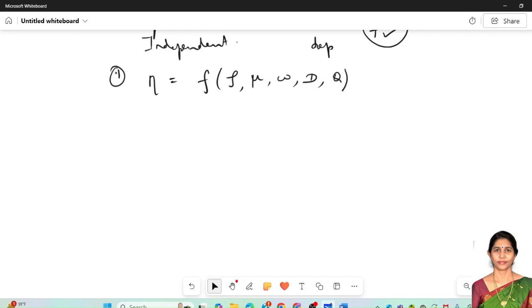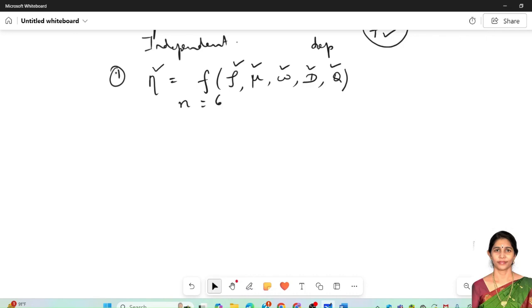So as a first step, what we have to do is, first you have to see how many variables are involved. This is the first one, second, third, fourth, fifth, 5 variables, and here you have 6. So totally there are 6 variables. Let me write it as n. So n is equal to 6.